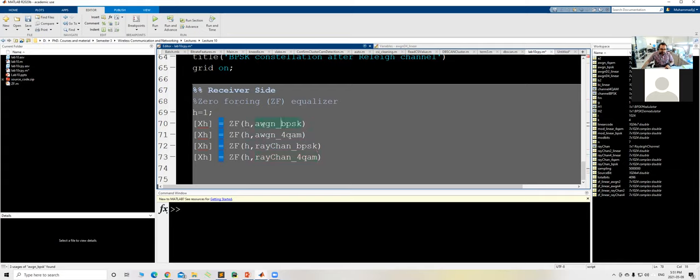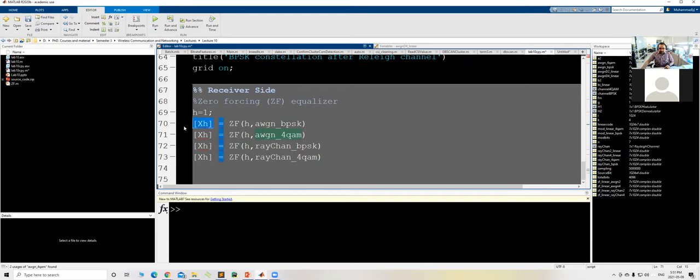And then it is the AWGN output for the BPSK, and the AWGN output for the four QAM. Then the relay channel output for the BPSK, and the relay channel output for the four QAM. Please remember, we are using only a single antenna at the output and a single antenna at the input. So we have a SISO system, the simplest system. We are not using the MIMO system that I just explained before.